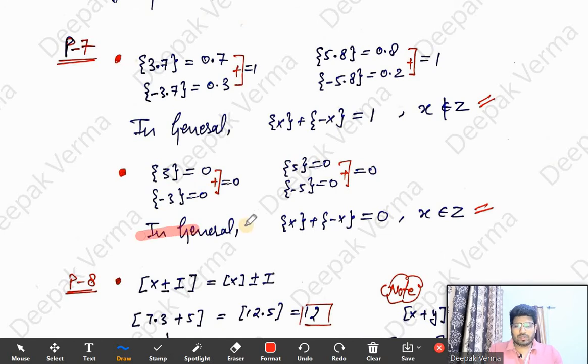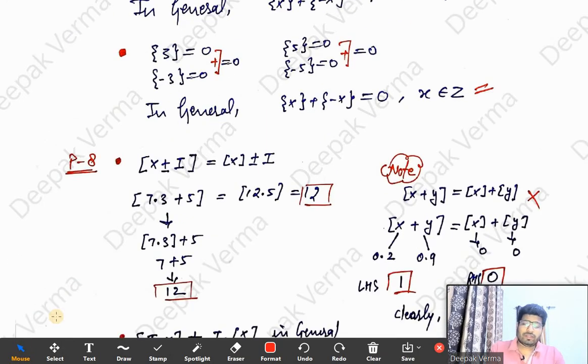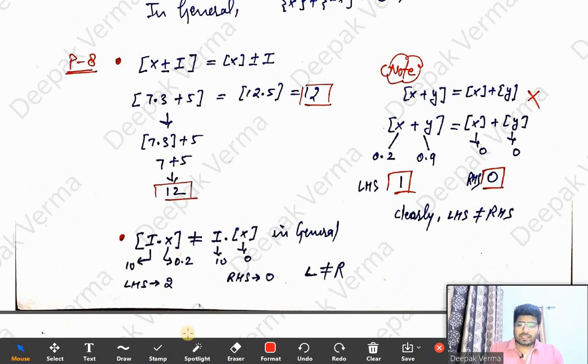Got it? So in general, we can say fractional part of x plus fractional part of minus x equals 0 when x belongs to integer. When x belongs to integer, this property holds. I hope it is clear so far. Whatever we have studied, I think you are getting my point.